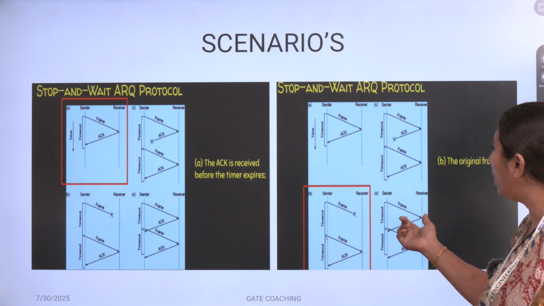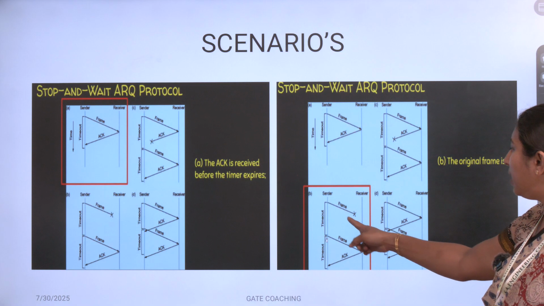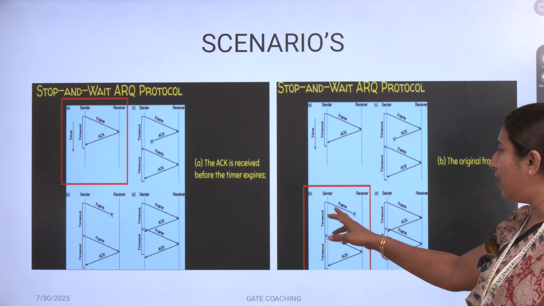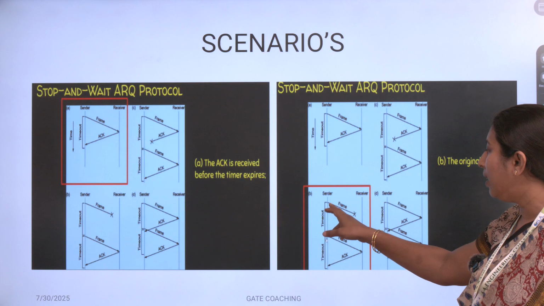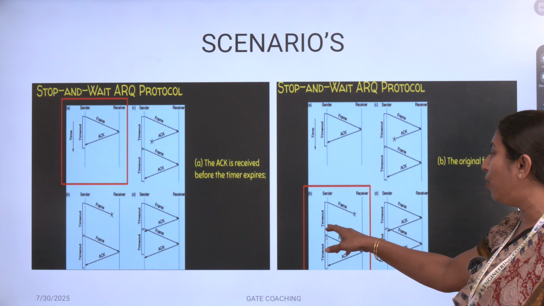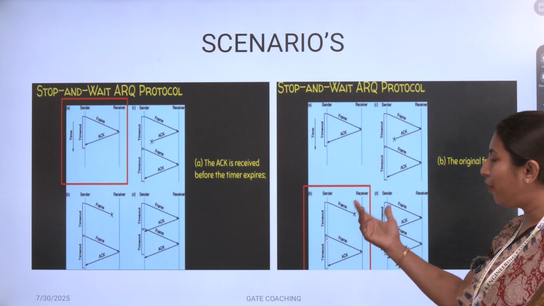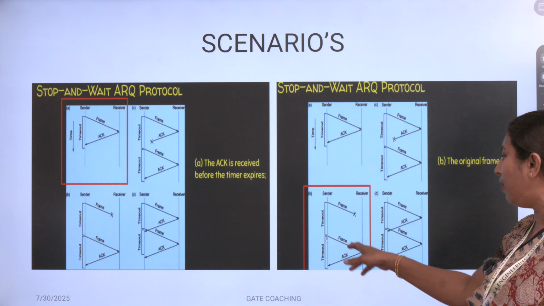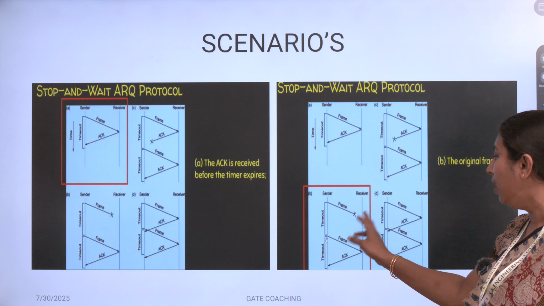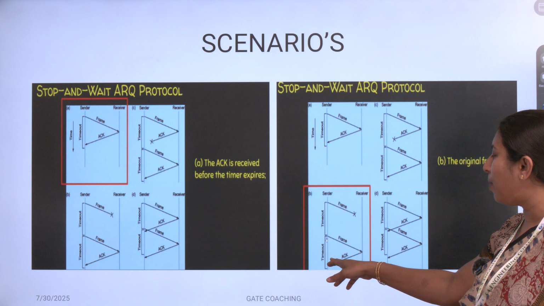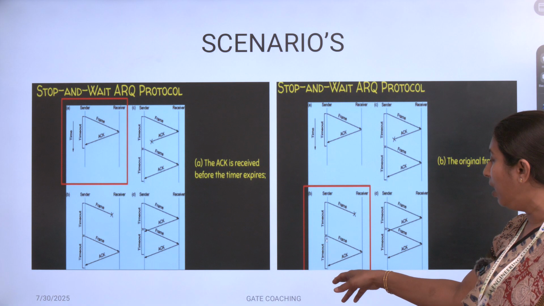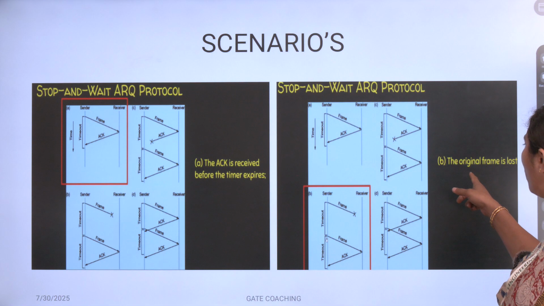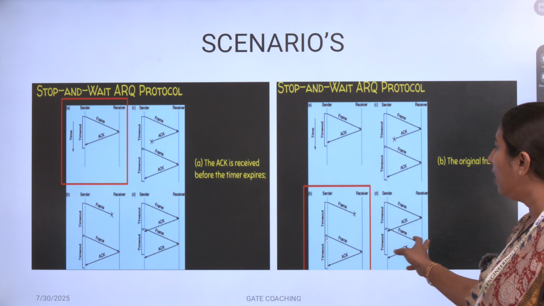In the second scenario, the frame itself can be lost. In this case, the sender will wait for the timeout, and till the timeout it will be waiting for the acknowledgement. If not received, it will automatically send the frame again, which has not been received by the receiver, and it will wait till the timeout for the acknowledgement. This time the receiver gives the acknowledgement before the timeout. So this is the second scenario, where the frame is lost.